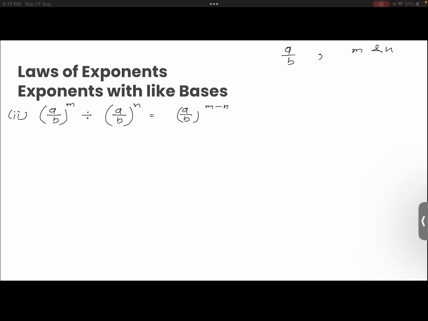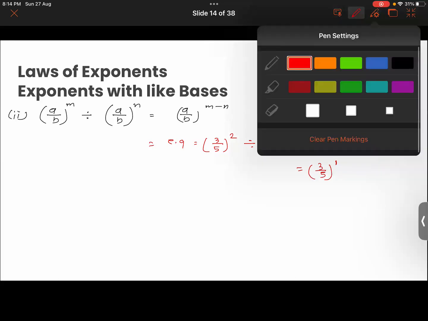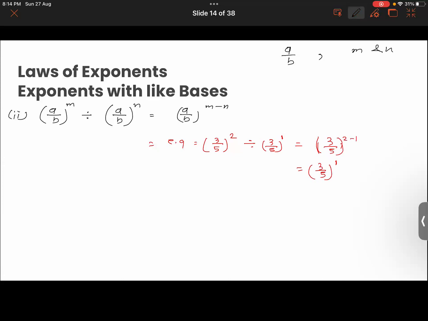So for example, just take any example, let's say 3 upon 5. Okay. So you raise it to 2 and then again divide it with the same base 3 upon 5 and raise it to the power 1. So it will be simply 3 upon 5 raised to 2 minus 1. Exponents are getting subtracted over here. So it is simply 3 upon 5 raised to the power 1. Getting it? So that is the second law of exponent.